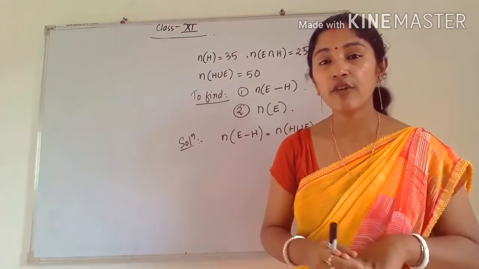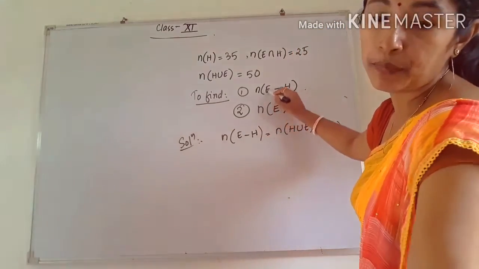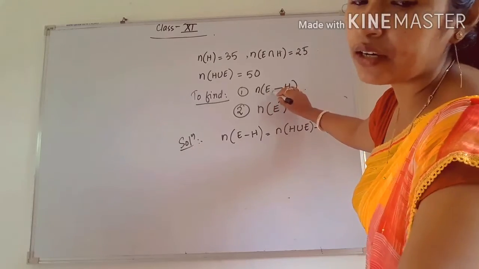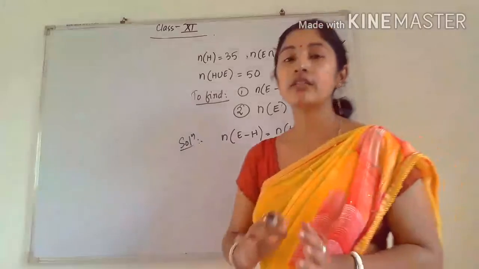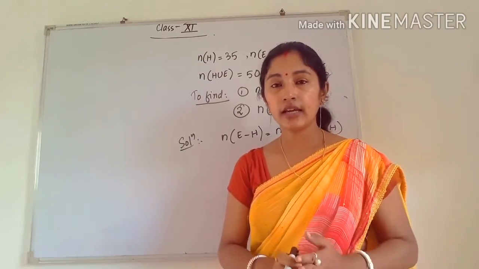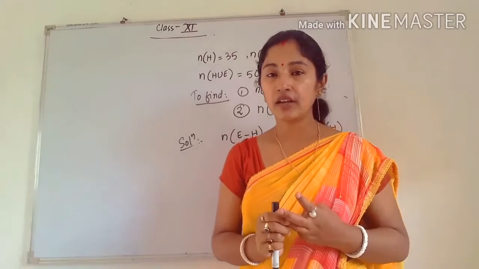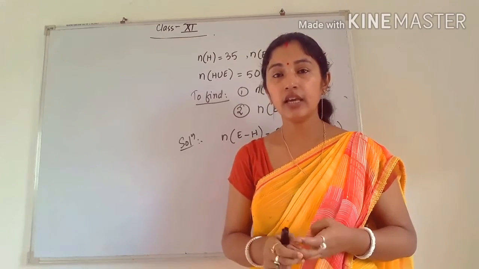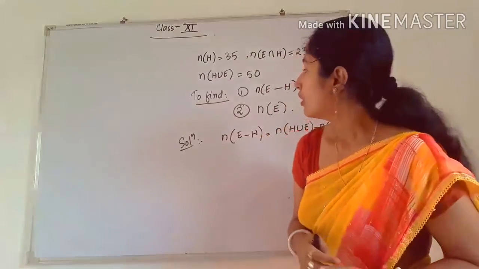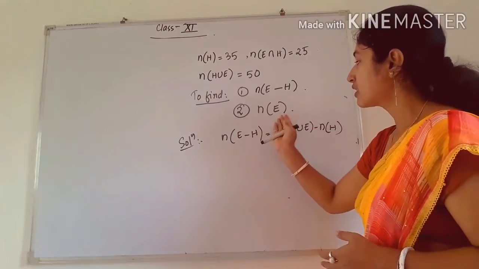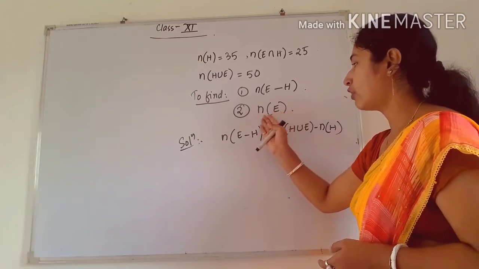So what do we have to find? We have to find the total number of people who can speak only English but not Hindi, and second, the number of people who can speak English. I have already told you there are 3 possibilities: one, who can speak only English, second, who can speak only Hindi, and third, who can speak both. So here we have to find 2 things. This is very simple. You can apply the second formula directly and you will get n of E.